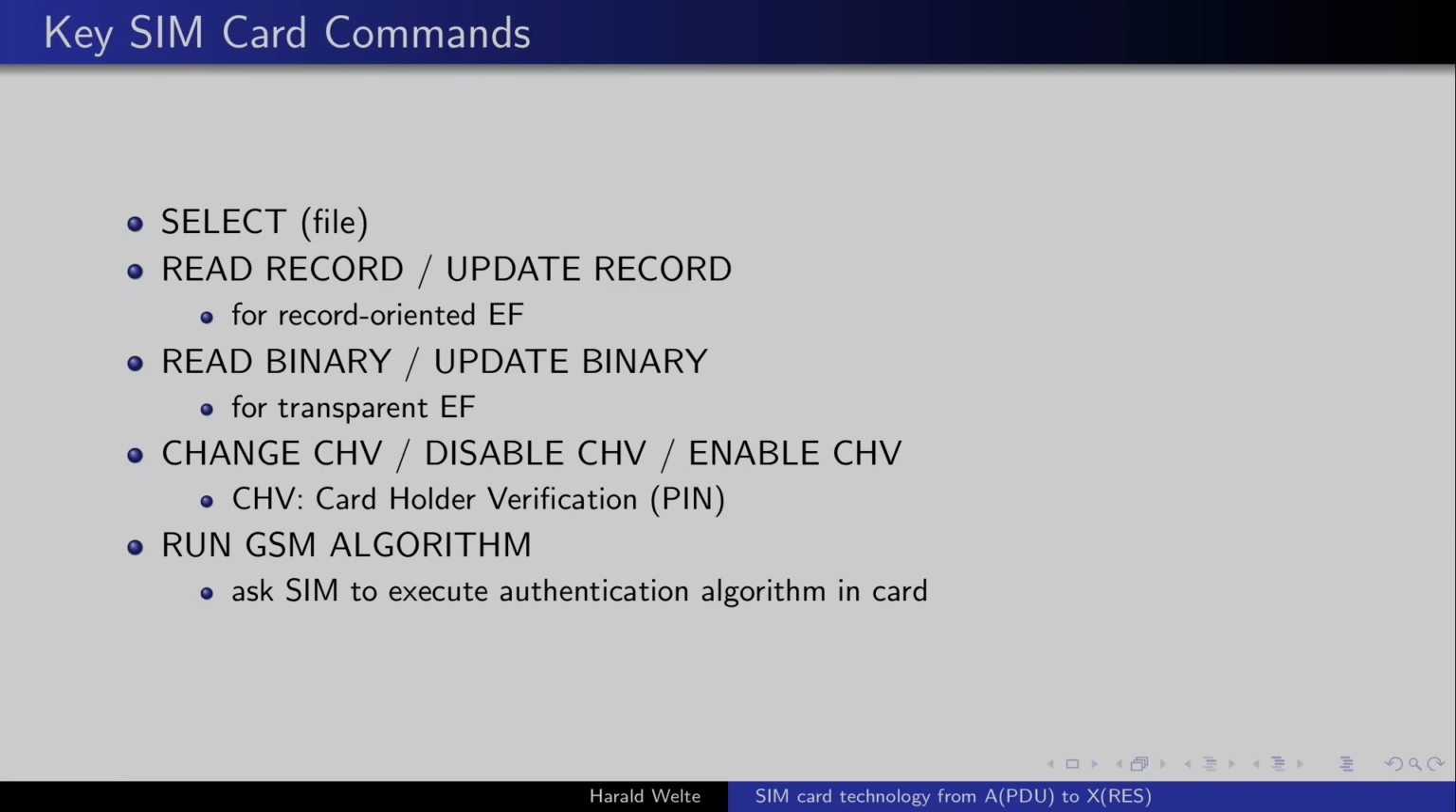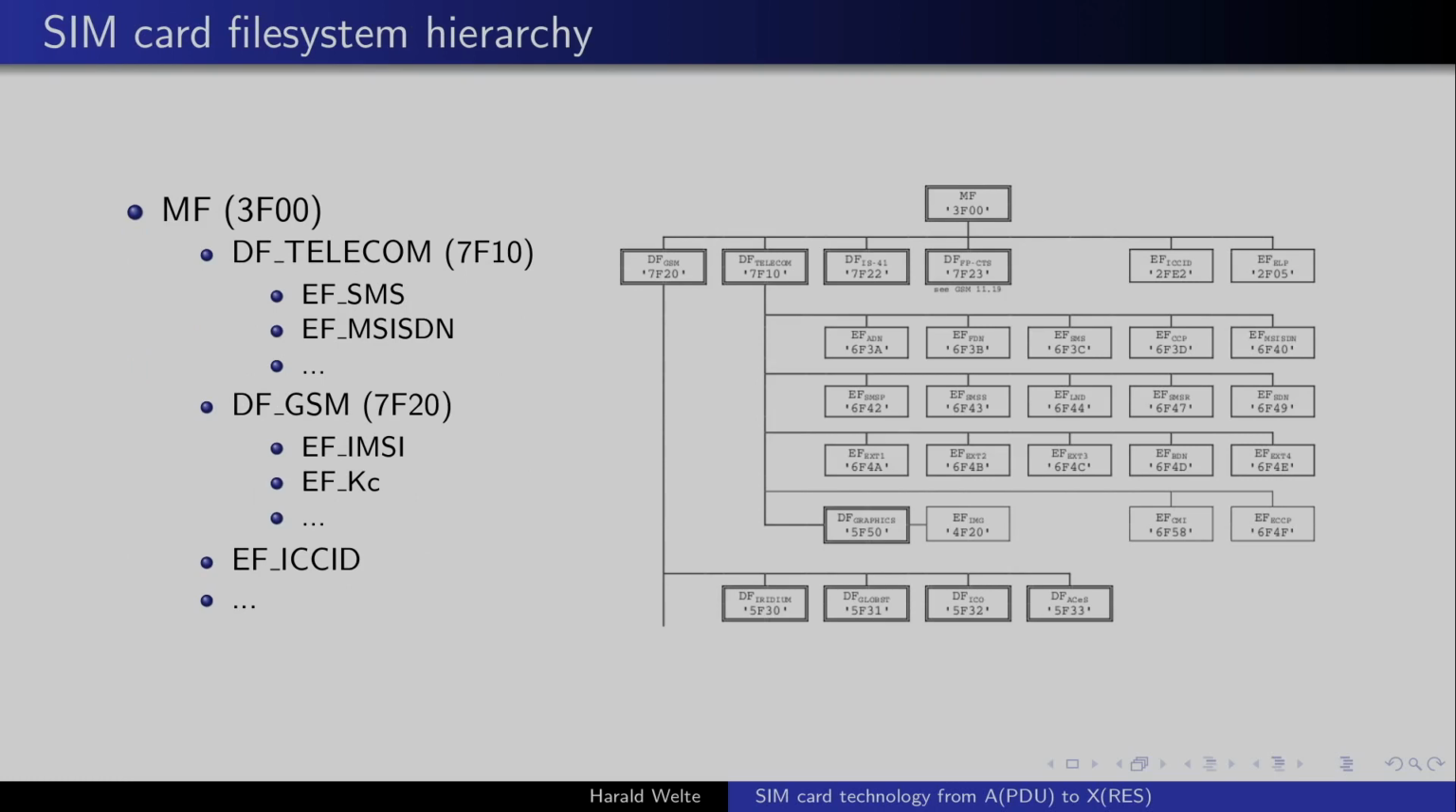So there's change PIN, disable PIN, or enable PIN commands, which is actually what your phone performs. If, let's say, you disable the PIN or you change the PIN, then exactly those commands are issued to the card. And last but not least, run GSM algorithm. Remember, this is still the 2G only SIM. We haven't yet gone beyond 2G at this point in the slides. There's actually not that many more. That's really it. Now let's look at the file system hierarchy.